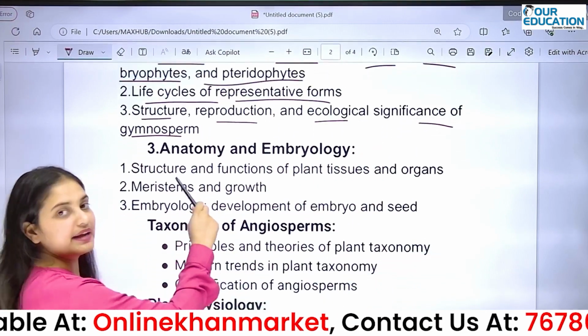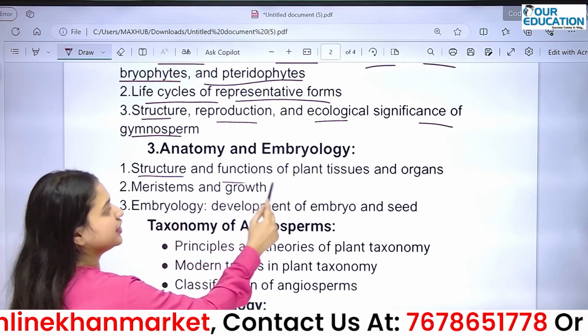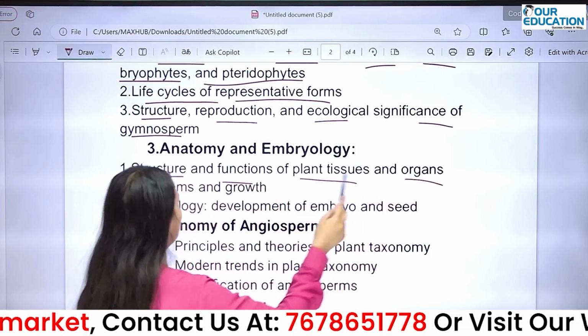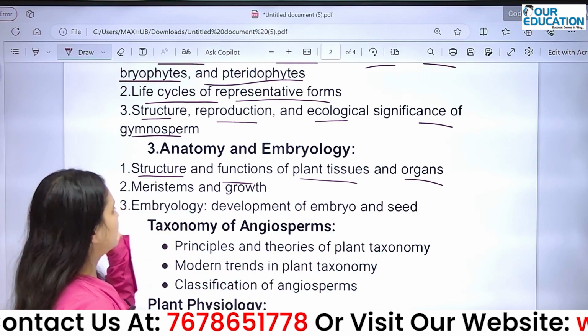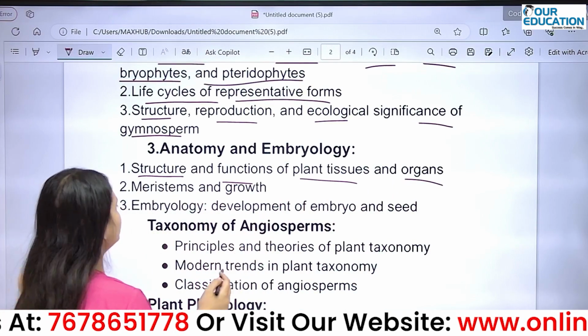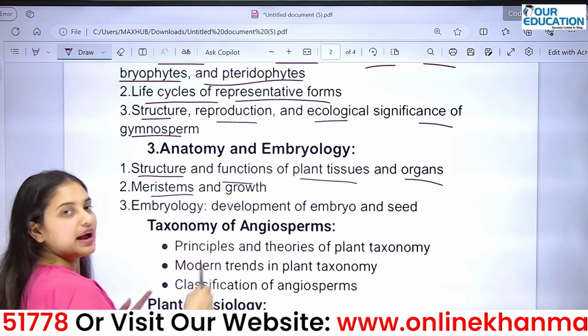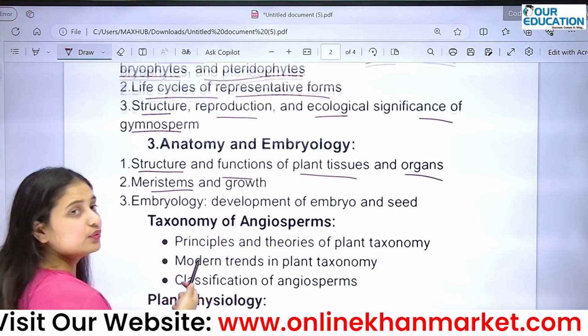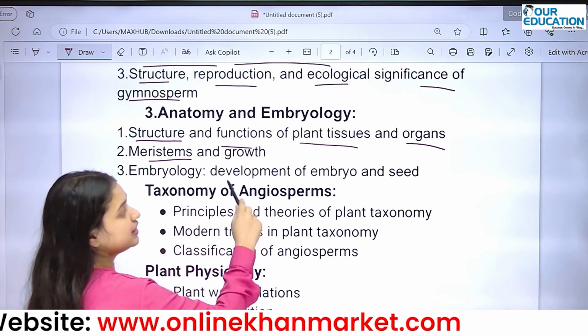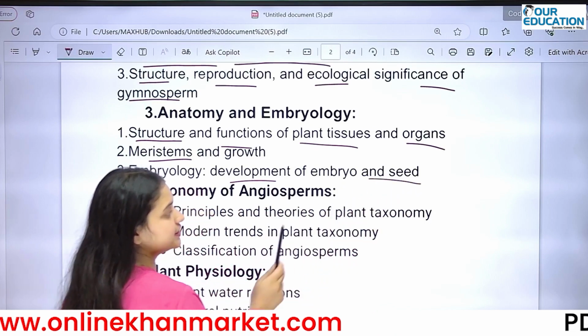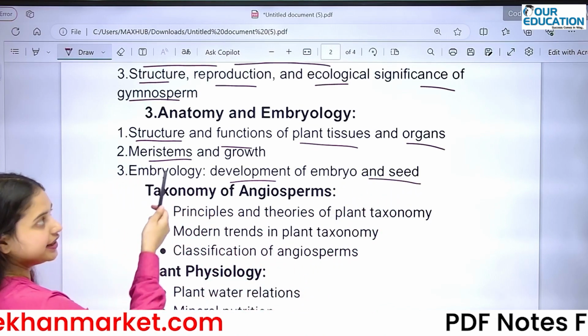Another is anatomy and embryology: structure and function of plant tissues and their organs. You have to cover these in anatomy and embryology. Second one is meristem and growth. Third one is embryology, development of embryo and seeds. You have to cover these in anatomy and embryology.